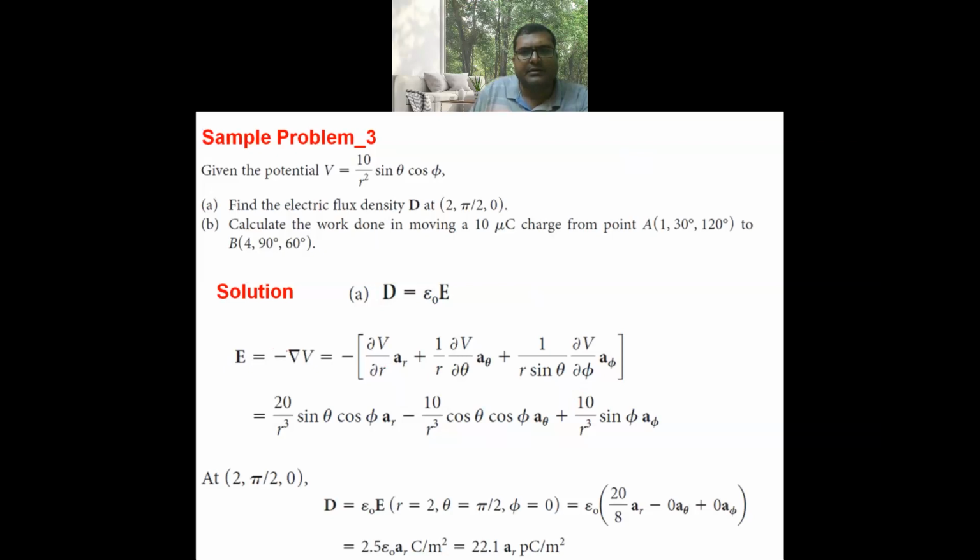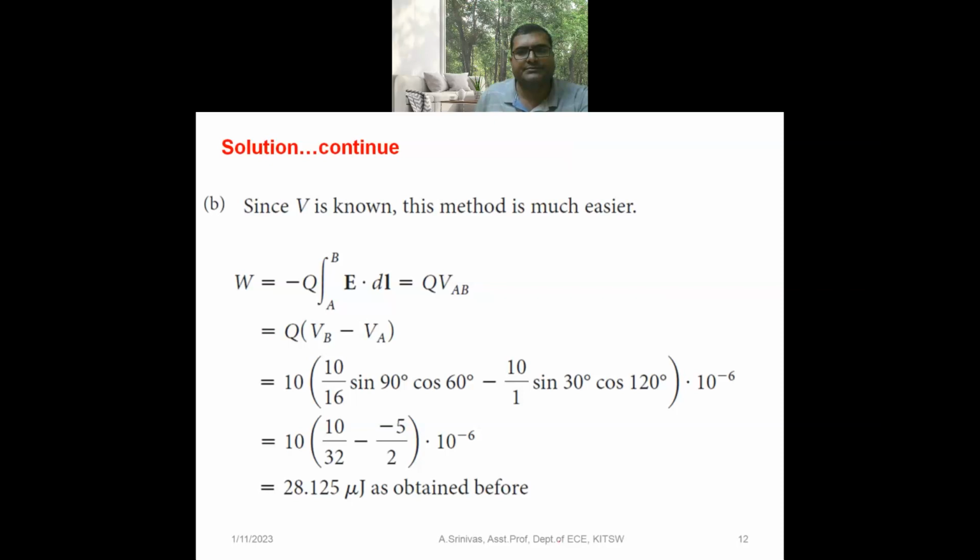Sample problem 3. It is based on the relation E is equal to minus of del V. You are supposed to determine the electric field intensity based on potential, and once again you need to substitute in D is equal to epsilon E to get the value of electric flux density. It is in terms of coulomb per meter square. Continue the solution.